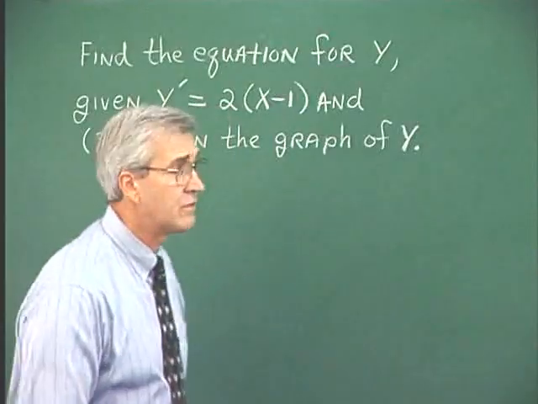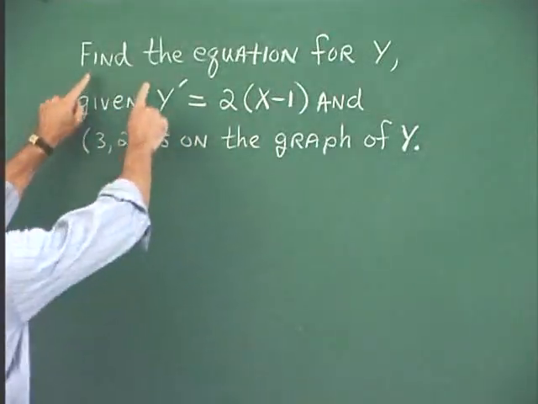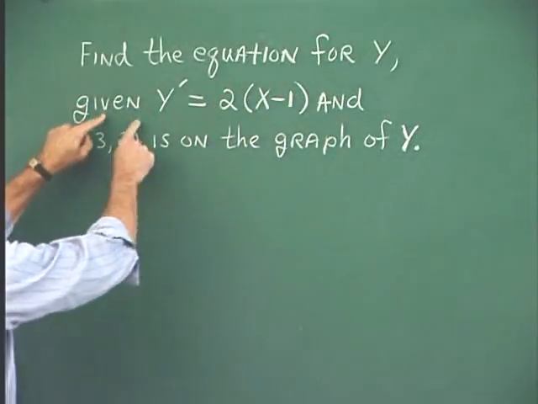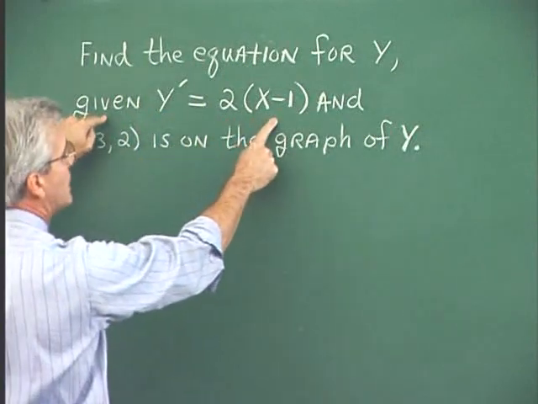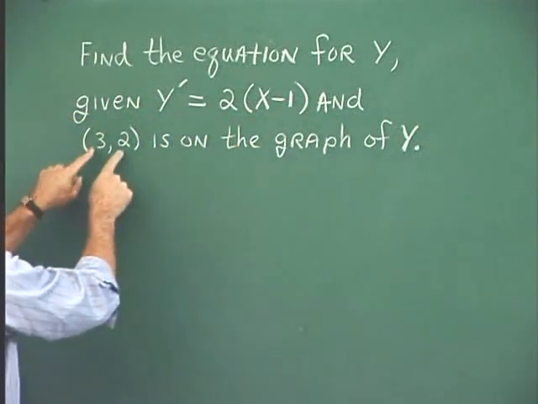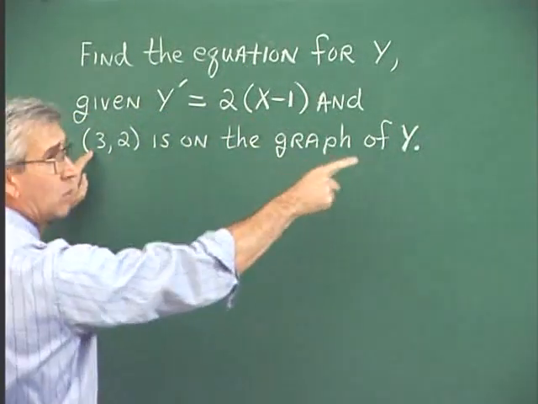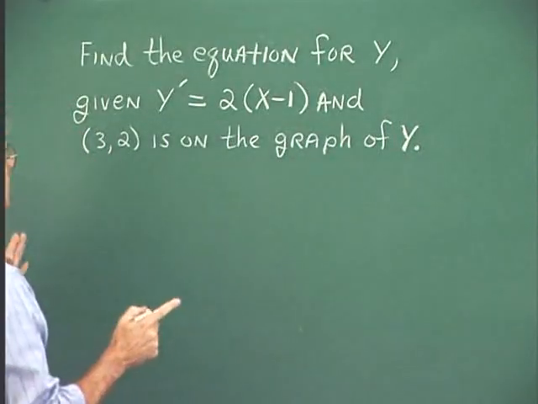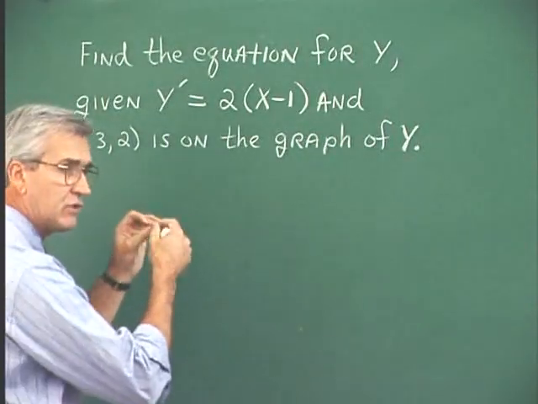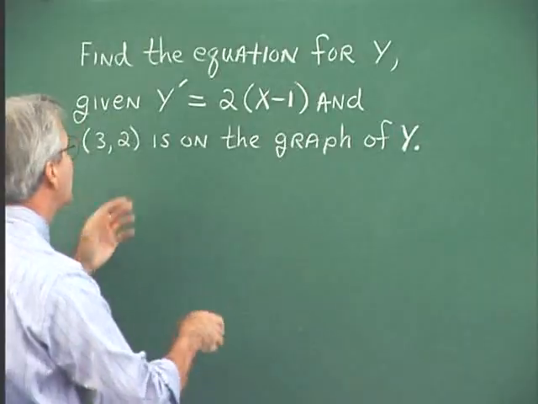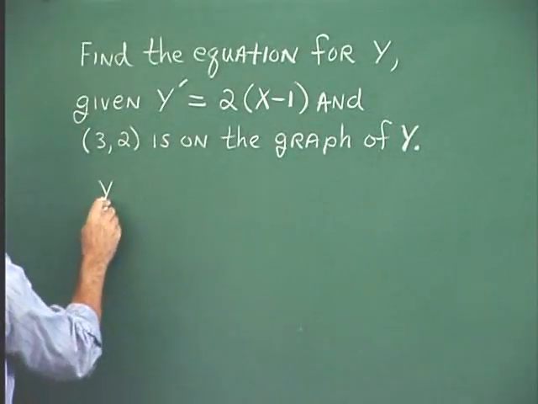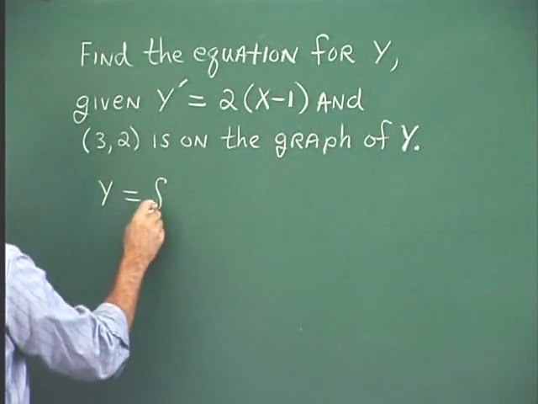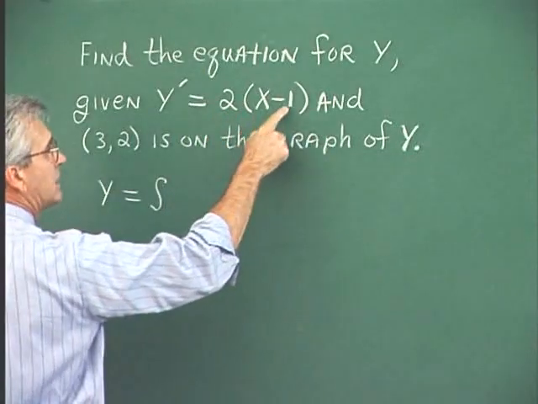Consider this problem. It's very much like the one before. It says find the equation for y, given that y prime is 2 times x minus 1, and the point (3, 2) is on the graph of y. All right, let's first find a general equation for y. y is the integral of 2 times (x minus 1).